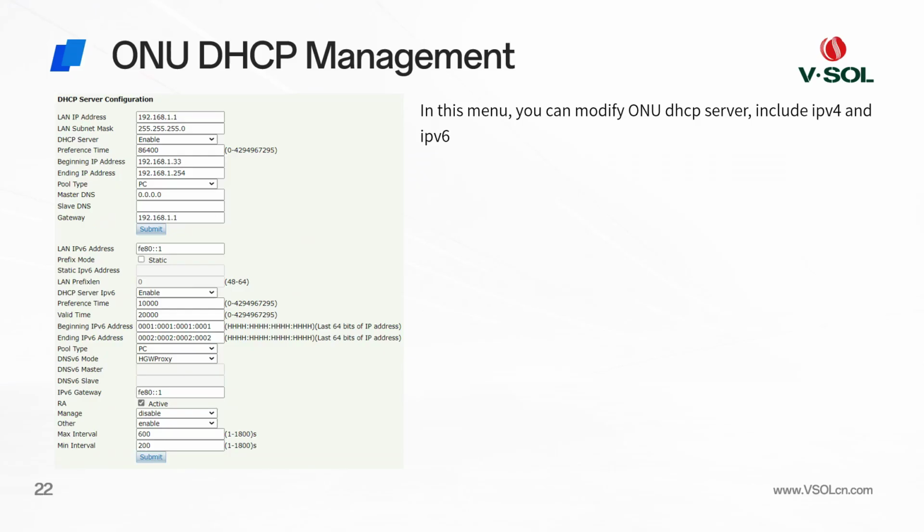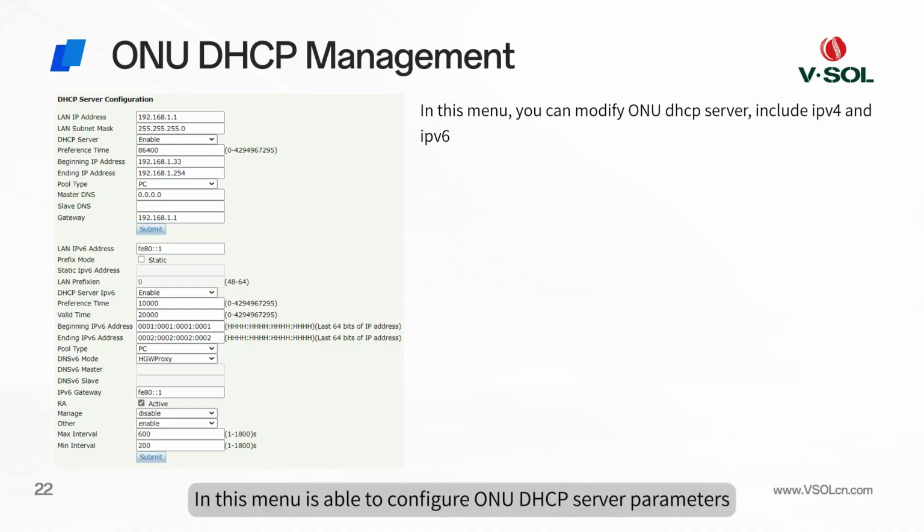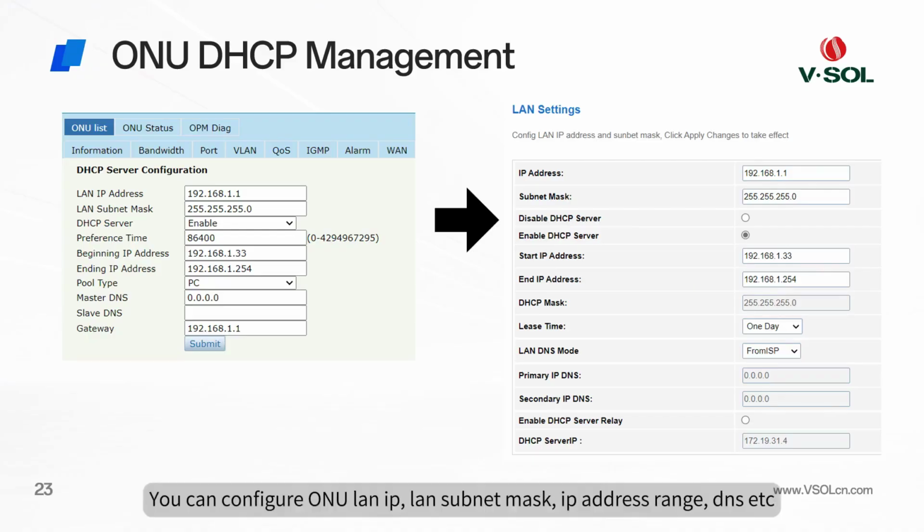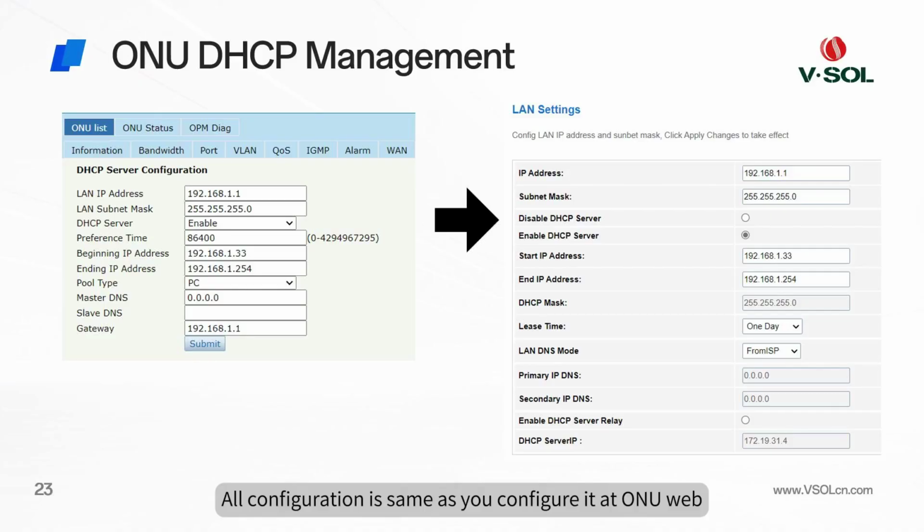Next is ONU DHCP management. In this menu you are able to configure ONU DHCP server parameters, including IPv4 and IPv6 DHCP server configuration. For the ONU IPv4 DHCP configuration, you can configure the ONU LAN IP, LAN subnet mask, IP address range, DNS etc. After clicking Submit, the OLT will send the ONU LAN IPv4 configuration to the ONU. All configuration is the same as when you configure it at the ONU Web.